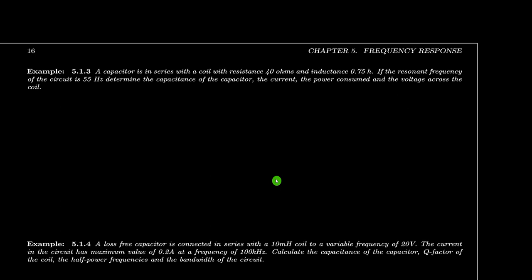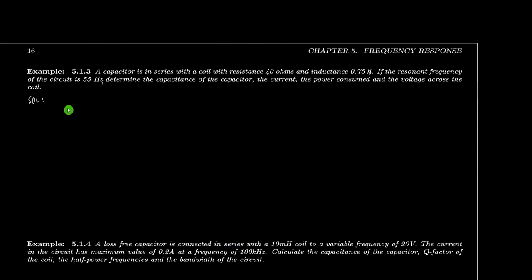Okay, so next, still under series. A capacitor is in series with a coil with resistance of 40 ohms and inductance of 0.75 Henry. If the resonant frequency of the circuit is 55 hertz, determine the capacitance of the capacitor, the current, the power consumed, and the voltage across the coil.